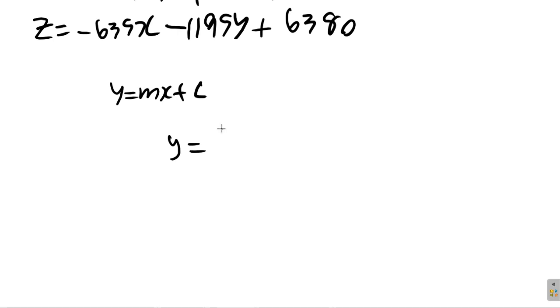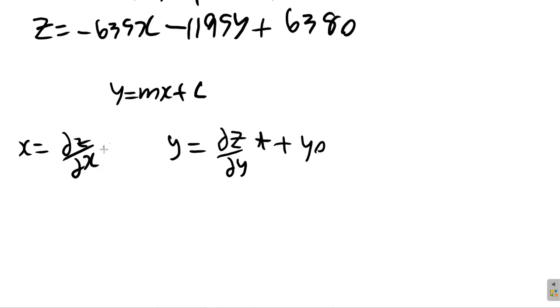The gradient function in this case is partial of z with respect to y times, in this case, the parameter t, plus y naught. The x and z are similar to it. x is equal to ∂z/∂x times t plus x naught. z is equal to ∂z/∂z, the partial by itself, times t plus z naught.